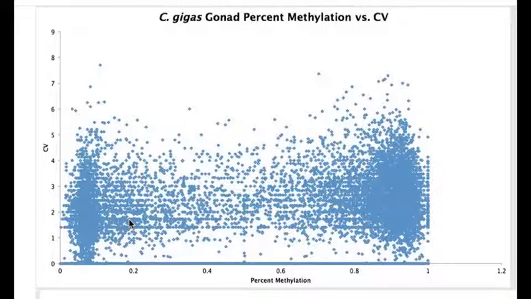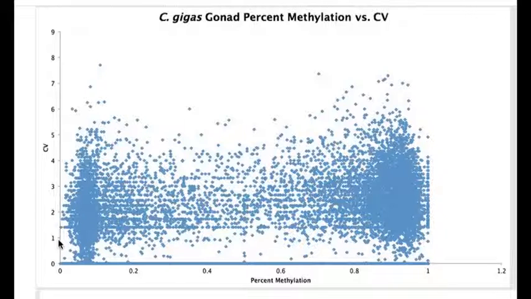So every single dot represents a gene in the genome of the oyster. A CV that is greater than 1 represents a high variation. So I'm thinking there's a lot of genes that are above 1, which probably means that these genes have differential methylation, so differing levels of methylation within each gene.